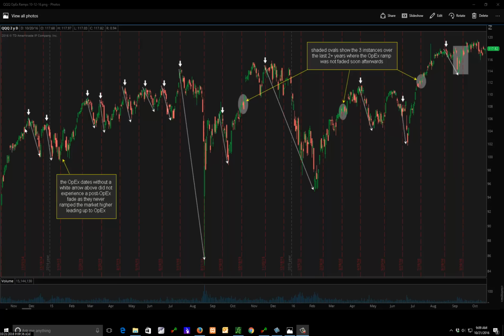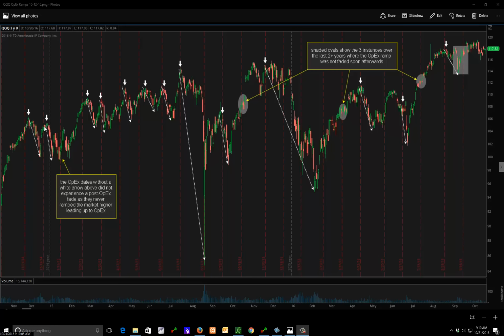Like I always say, there's nothing 100% in trading, so there's a few instances here where that didn't work. But if you take a look, the common theme has usually been just a few days of trading, typically less than a week. Maybe 5 candlesticks. These are daily candlesticks, so 5 trading sessions on average at most. And you then see a pretty clear trend of that OpEx ramp being faded and then some. In other words, a correction right after OpEx.